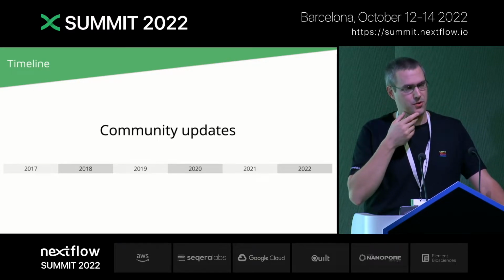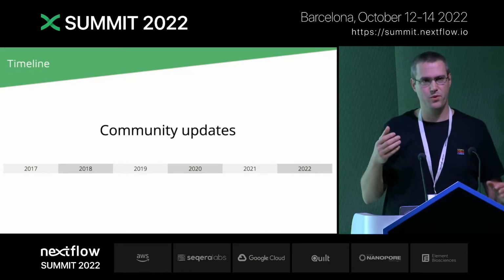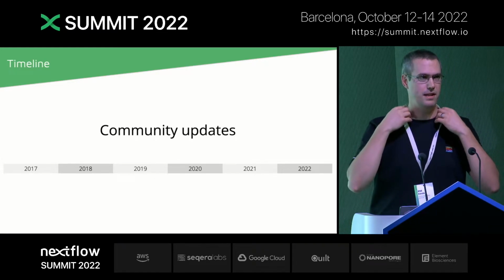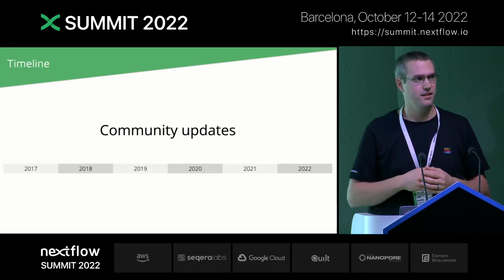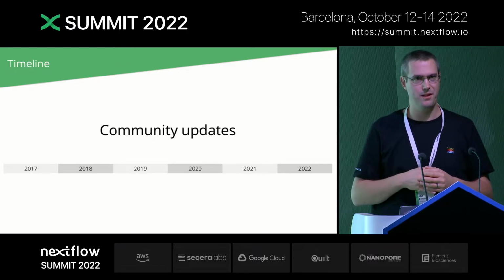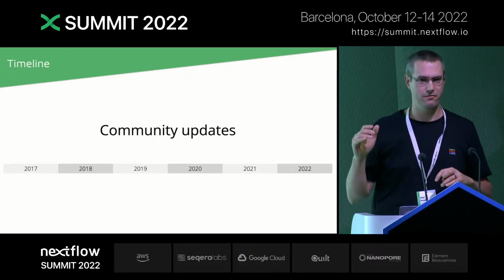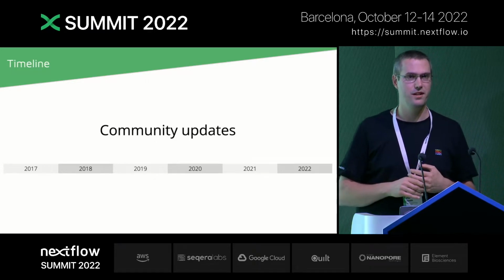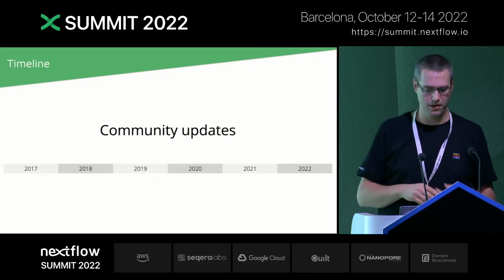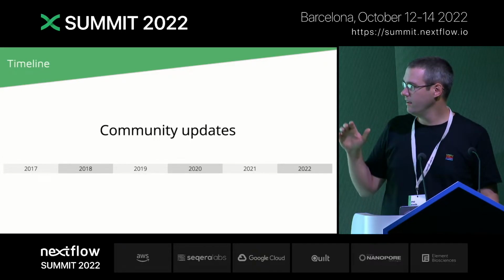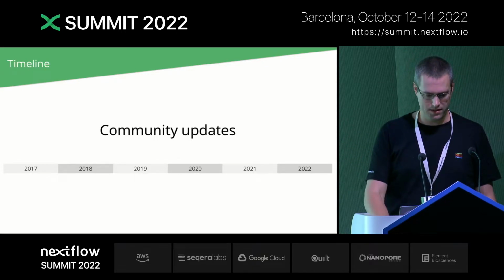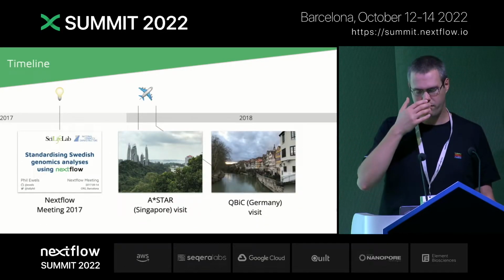So the title of my talk was Community Updates, and I was trying to figure out what the scope should be. How far back do I go? It's been a while since we've had a meeting like this, and I thought, okay, let's just start from the start and quickly run through some of the key milestones within the NF Core community history. Everything started around 2017.